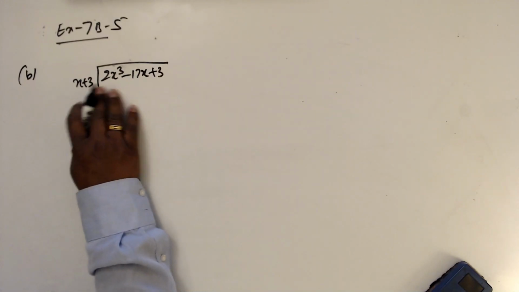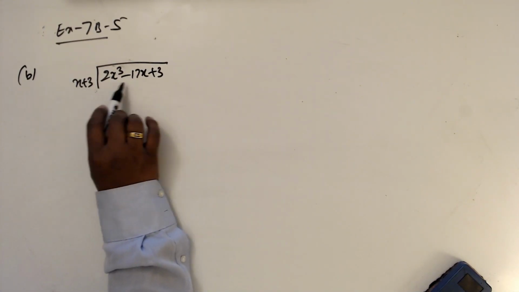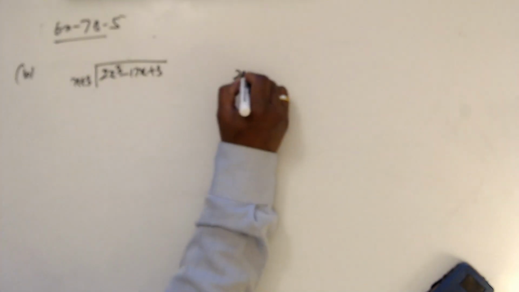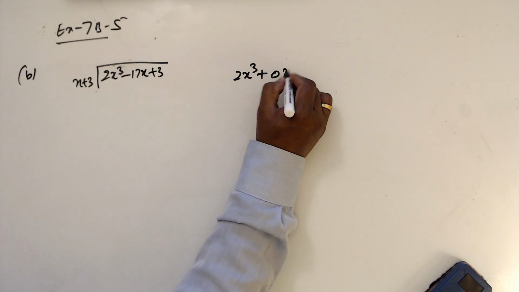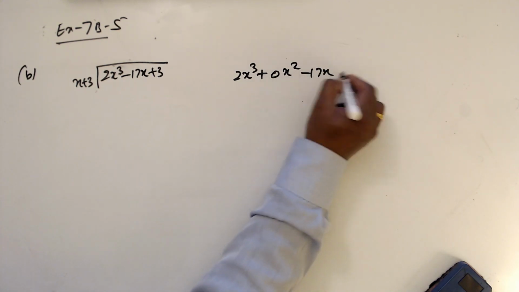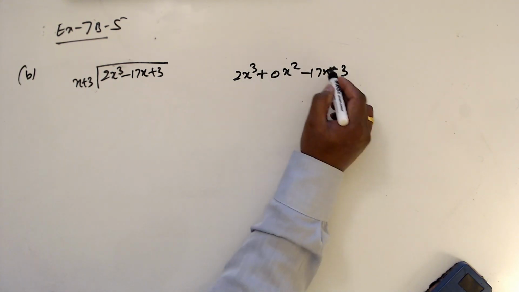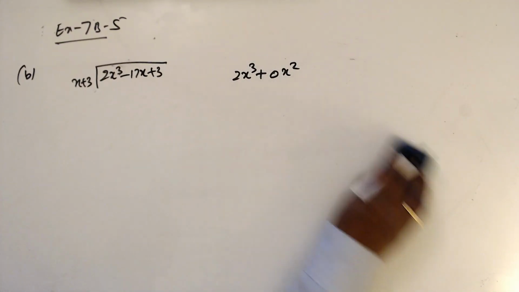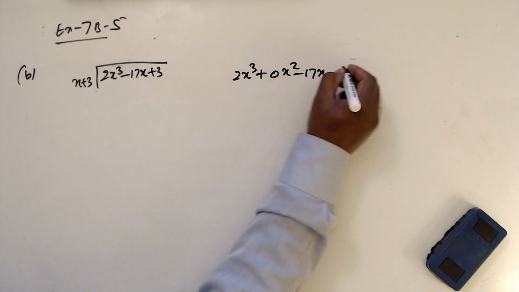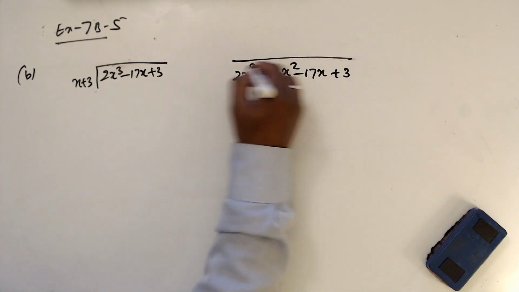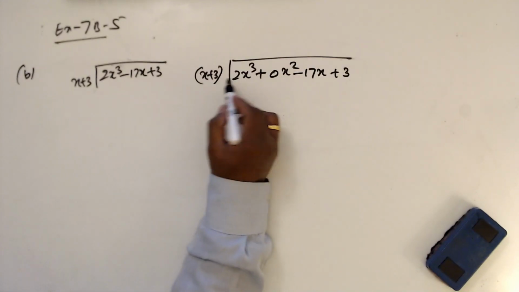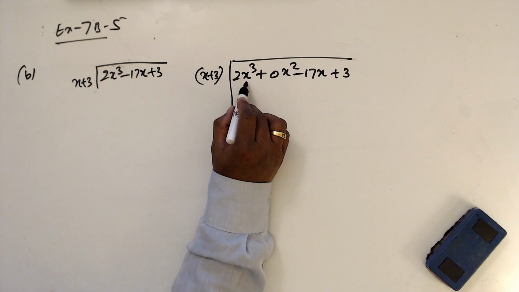This is also the same issue here. The x square term is missing. We'll fix the issue: 2x cube plus 0x square minus 17x plus 3. That's powers 3, 2, 1 and constant. So x plus 3. How many x goes into 2x cube?